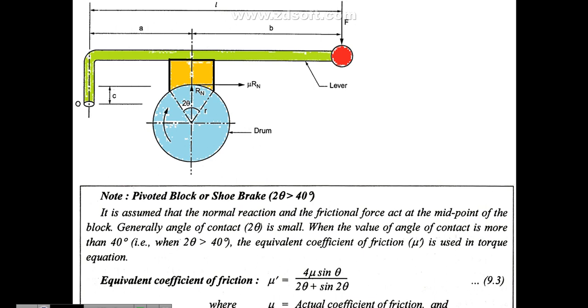That is what you see in the figure. For a pivoted block, when the 2 theta angle is more than 40 degrees, we have to find the equivalent coefficient of friction. The formula is: mu dash equals 4 mu sine theta divided by 2 theta plus sine 2 theta. Here mu is the actual coefficient of friction. So when 2 theta is more than 40 degrees, you have to find the equivalent coefficient of friction, denoted by mu dash.